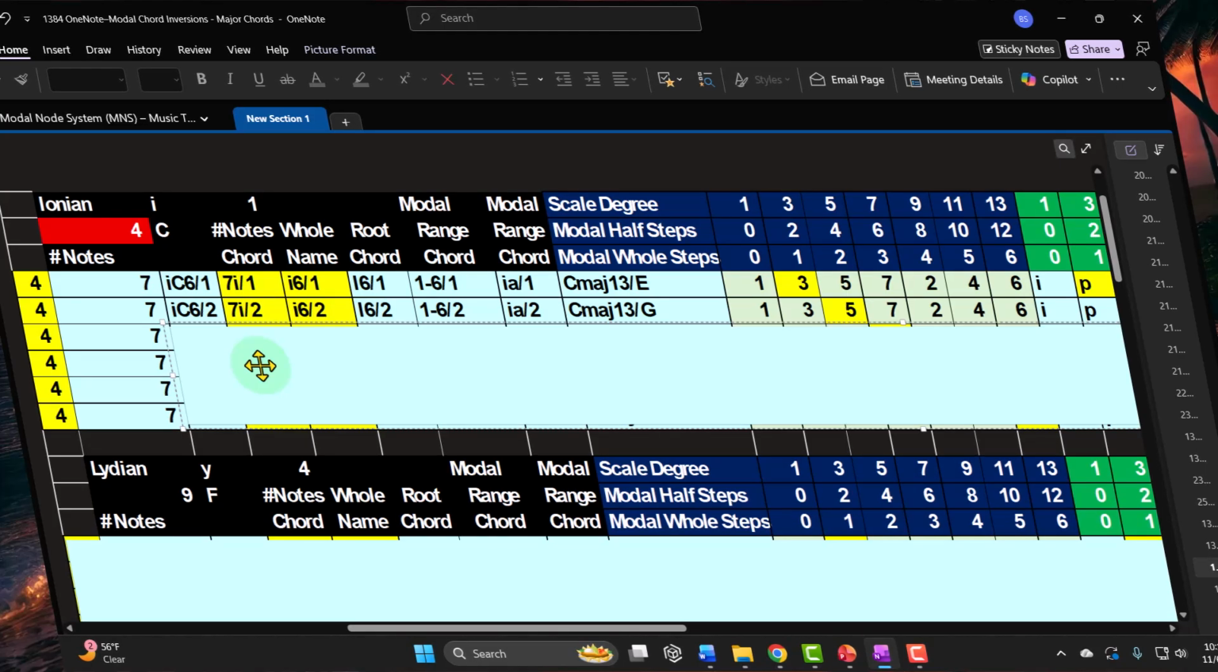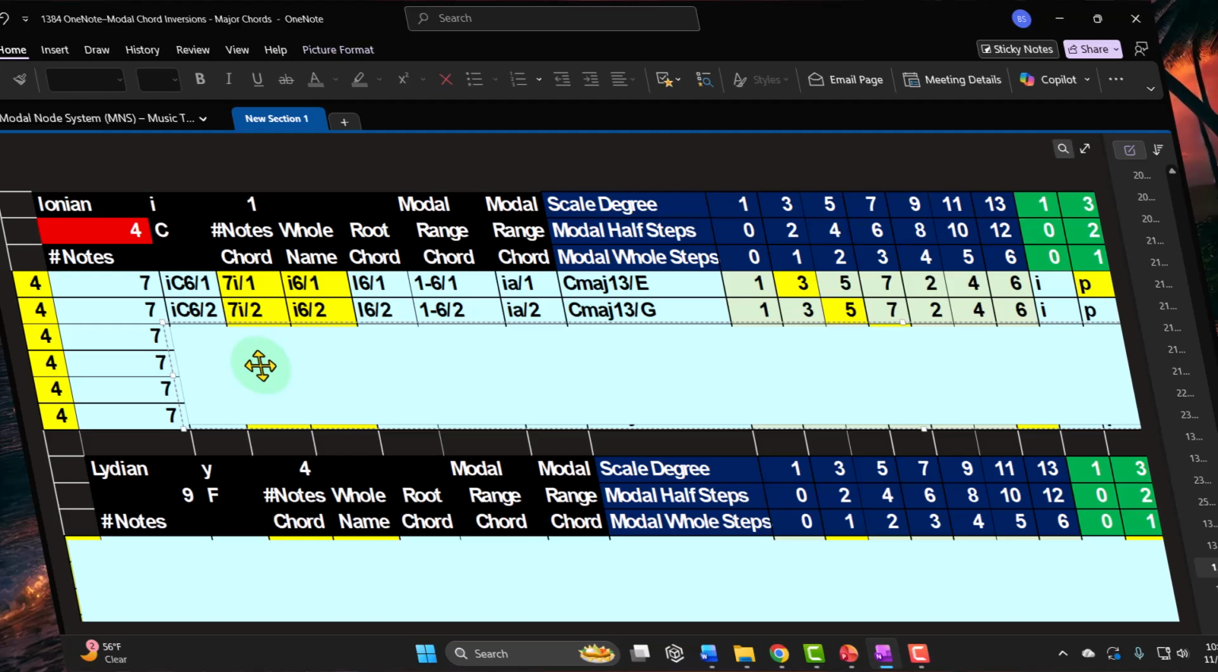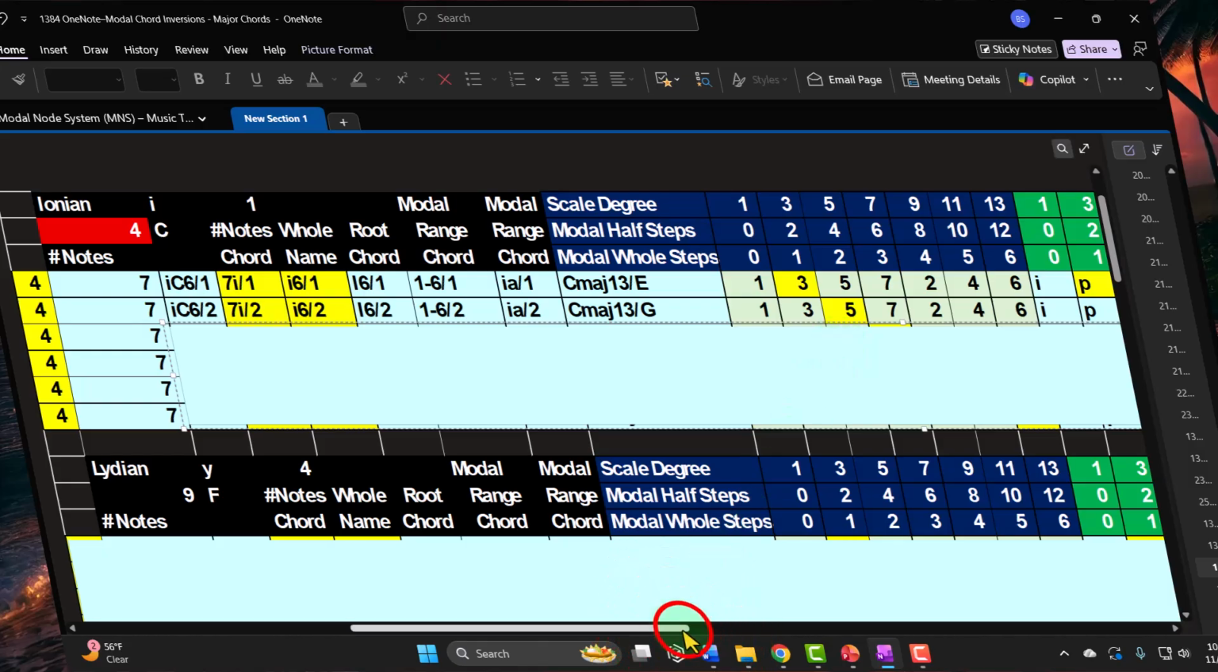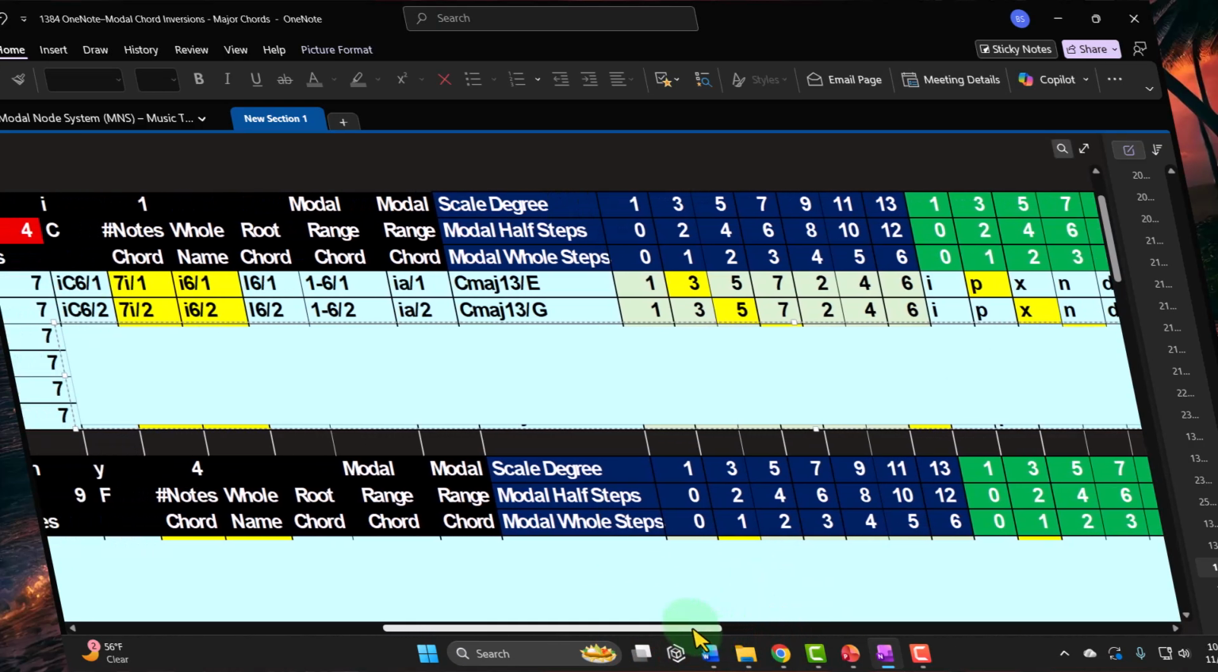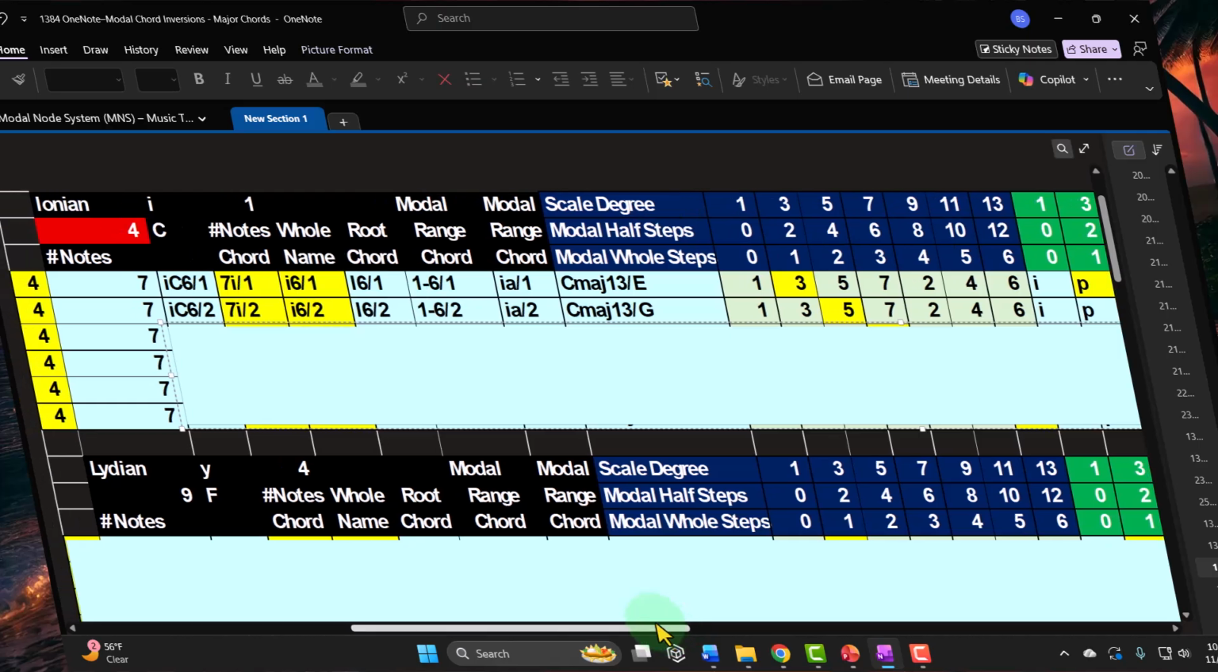7I/2 for a 7-note Ionian chord second inversion, meaning invert the note on the second modal whole step, meaning 2 modal whole steps up would be the Mixolydian. You could see it this way or this way. The Mixolydian is going to be the lowest note. And so that would be a lot cleaner.